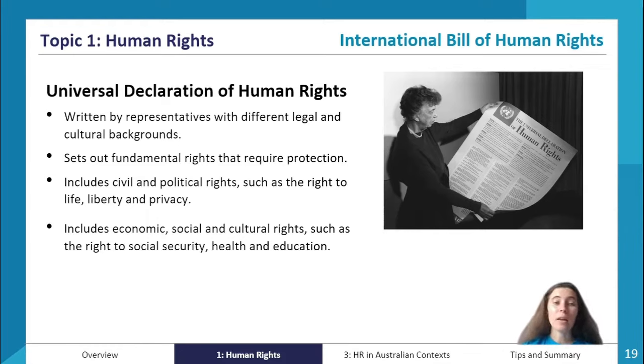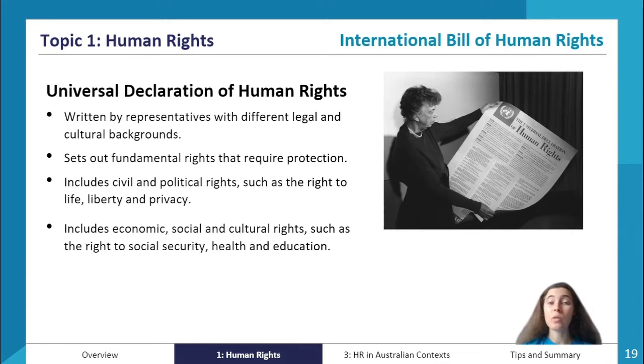And then the Universal Declaration sets out all the fundamental rights that require protection from all the different nation states. And it includes civil and political rights, so things like the right to life, to liberty, and to privacy. And it also includes economic, social, and cultural rights. So the right to social security, health, and education are examples there. So it's a pretty broad example.